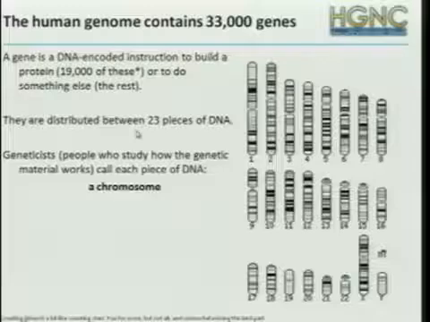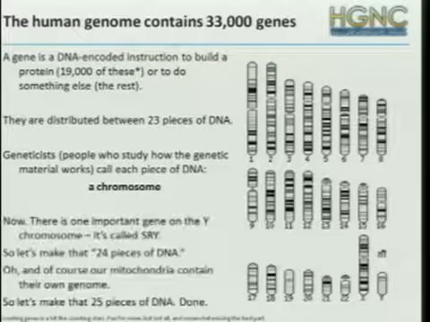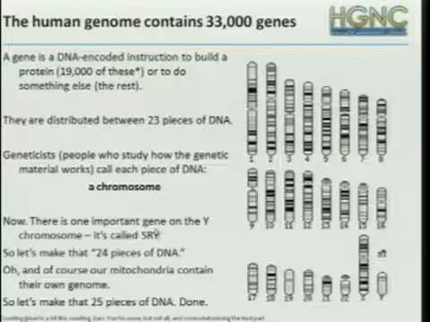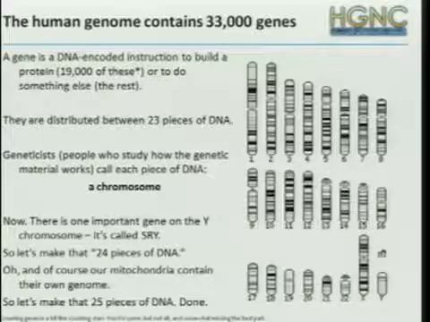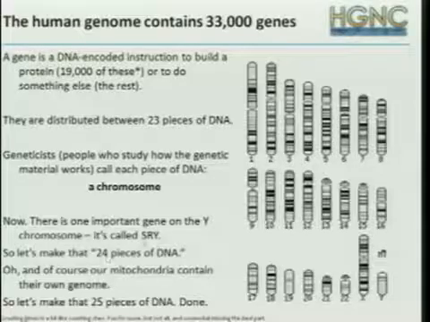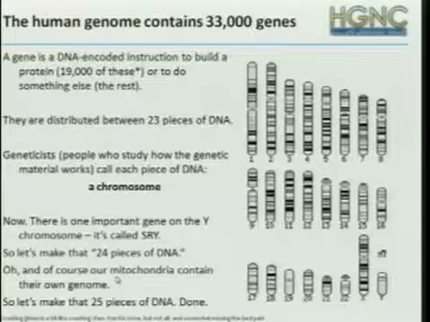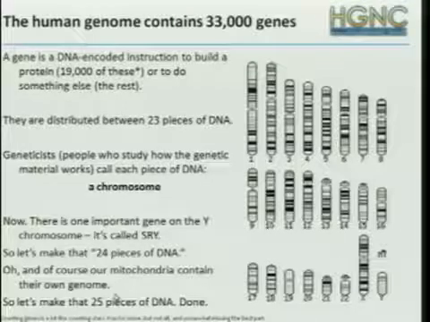Those genes are actually distributed between 23 pieces of DNA. And geneticists, those who study how the genetic material works, call each of those pieces of DNA inside your and my cells a chromosome. Now, a few caveats. There's one important gene on another piece of DNA called the Y chromosome. The gene has a fantastic name, it's called sex reversal on the Y. Okay, so let's make that 24 pieces of DNA. Oh, and of course mitochondria contain their own genome, which is tiny, but it's there. Okay, let's make that 25 pieces of DNA. Done.